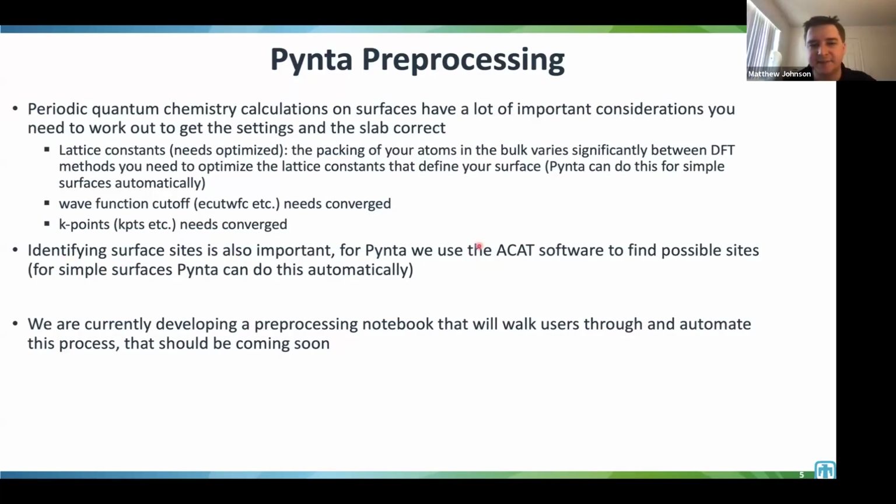Identifying surface sites is also important. For Pynta, we use the ACAT software to find possible sites. And for simple surfaces, Pynta can do this automatically, at least. We are currently developing a pre-processing notebook that will walk users through all of these processes and automate these calculations. That should hopefully be coming soon.